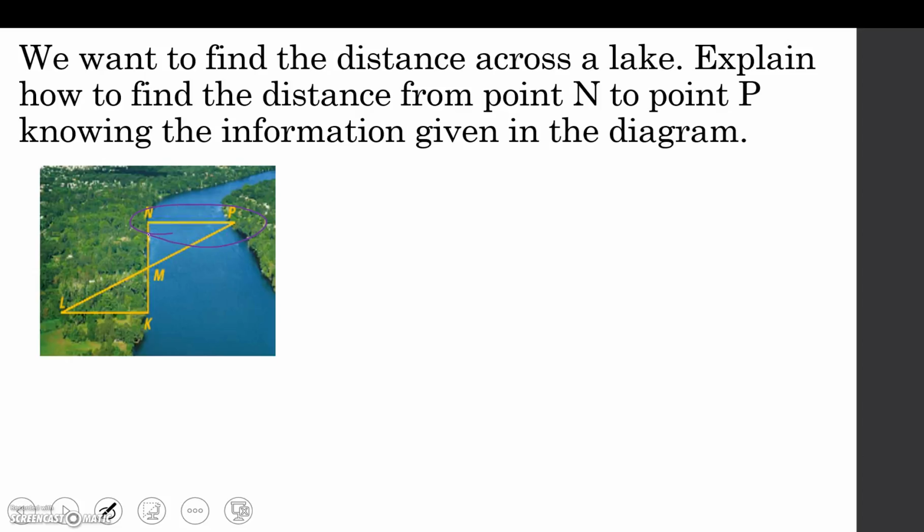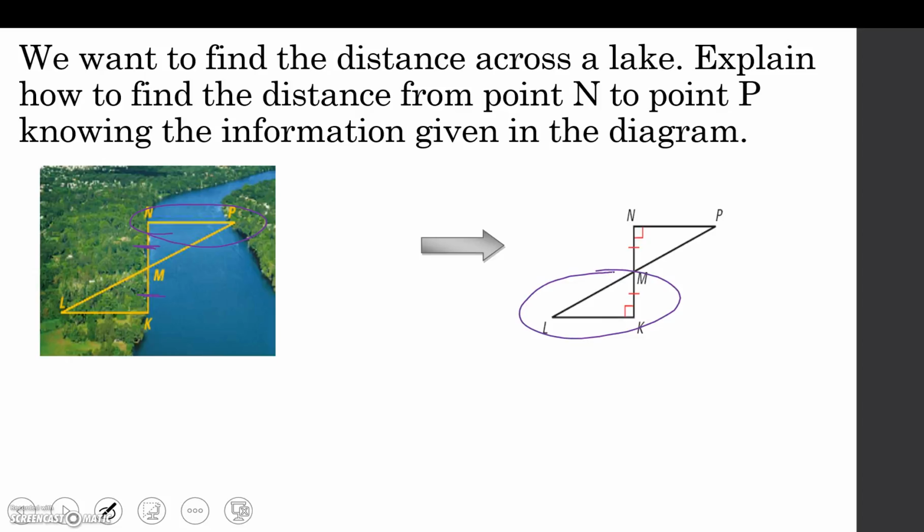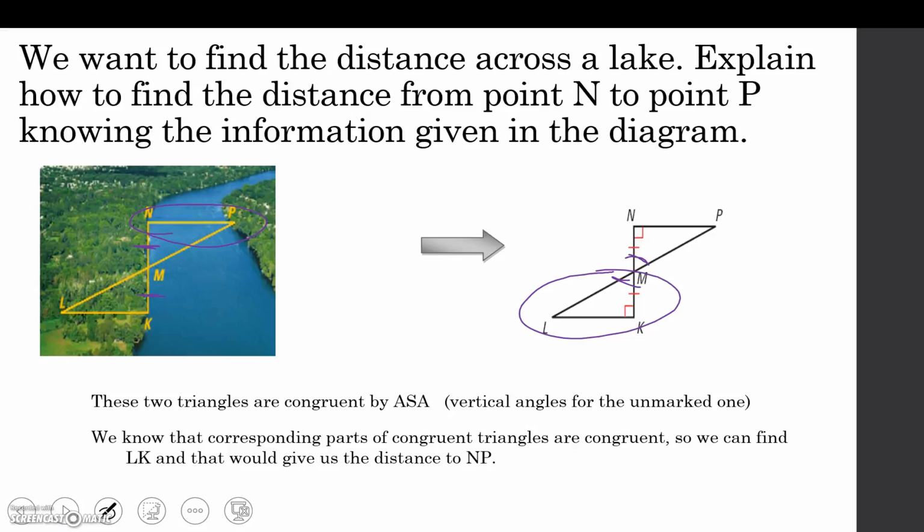And we know all this information that's given here. These two are going to be the same length. Okay, so let's take a look at it like the triangles that you're used to seeing. This is the information that we know. So what's nice is that if we were to draw a triangle that looks just like that, we would be able to show that they're congruent by angle, side, angle. Okay, remember we have this unmarked one, which are our vertical angles there. And then if we can find the length of LK, then that will give us the length for NP.